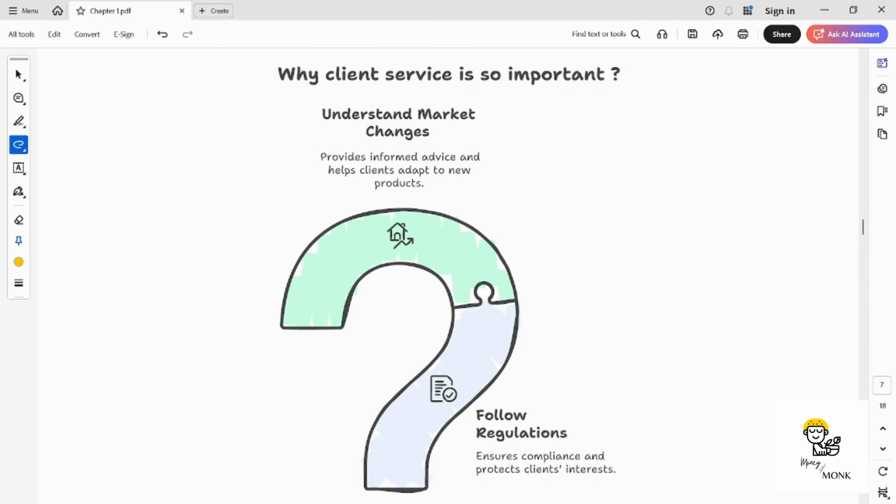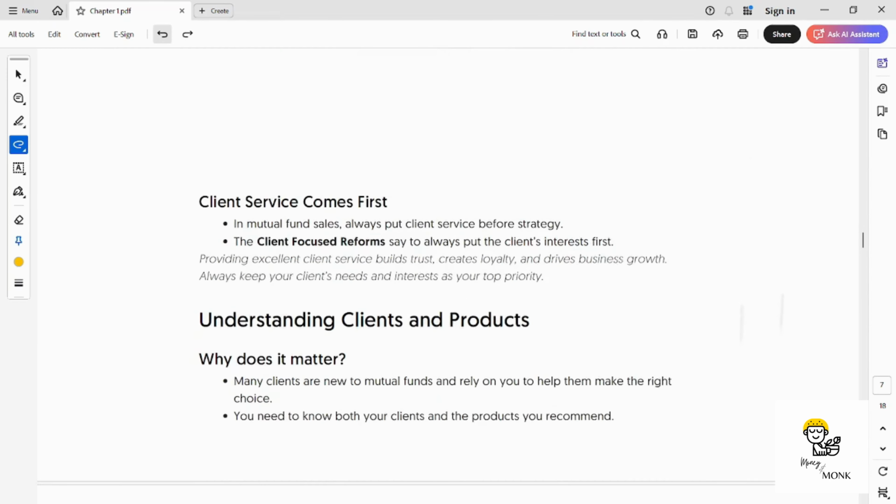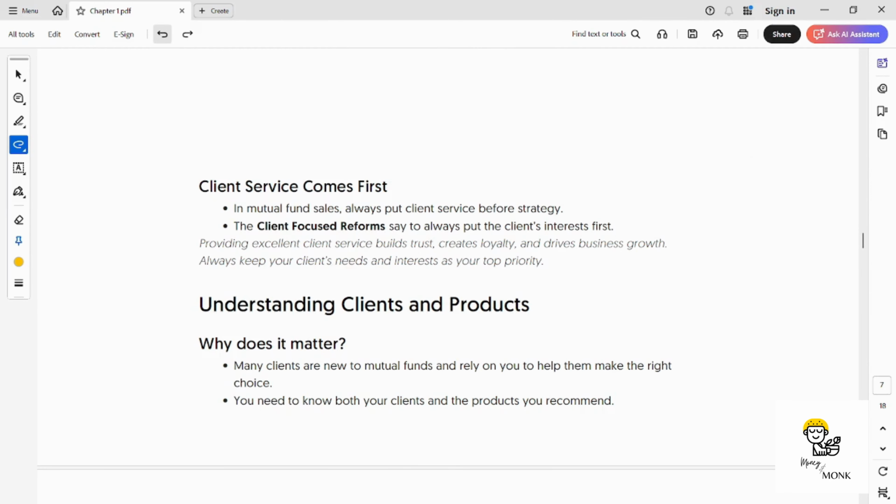So again, here's a little diagram. Why is client service important? You need to understand market changes and you need to follow regulations. Okay, client service comes first. In mutual fund sales, always put client service before strategy.